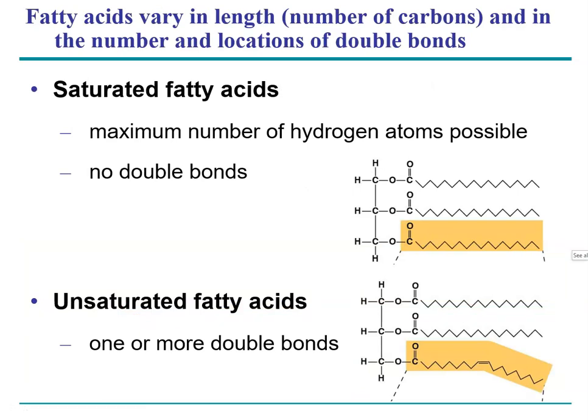Fatty acids can vary in length because of the different numbers of carbons and also the number and locations of double bonds. Perhaps you've heard of fatty acids that are saturated versus unsaturated. Well, what does that mean? Chemically speaking, a saturated fatty acid has the maximum number of hydrogen atoms possible. So when you're looking at the fatty acid tails here, which are just shown as these zigzag lines, each intersection would represent a carbon.